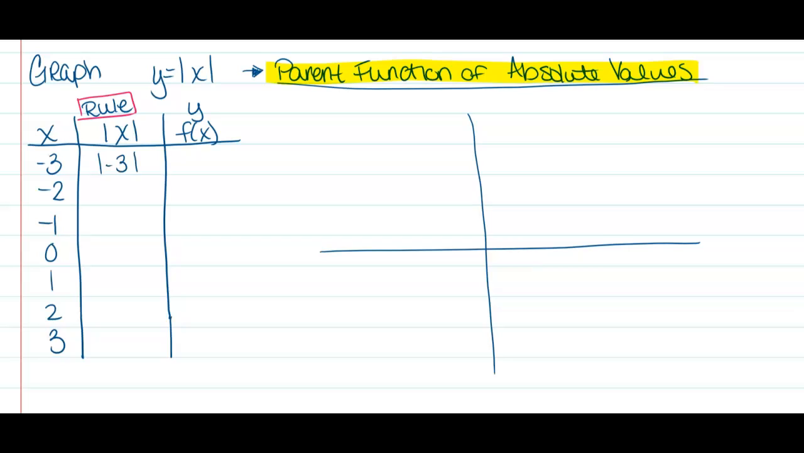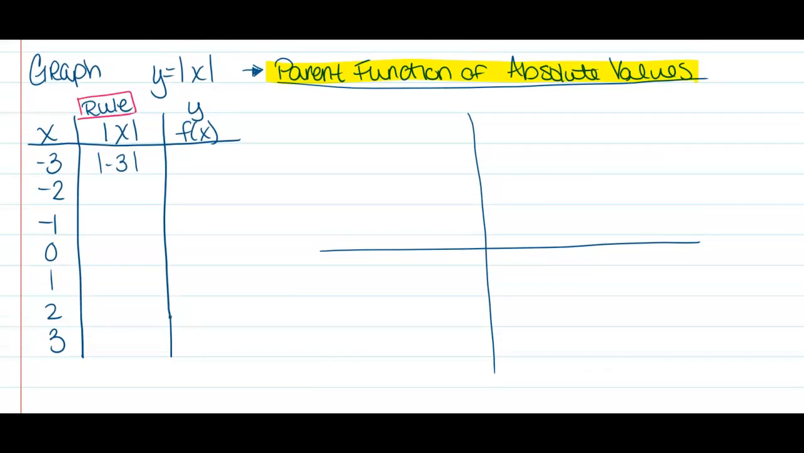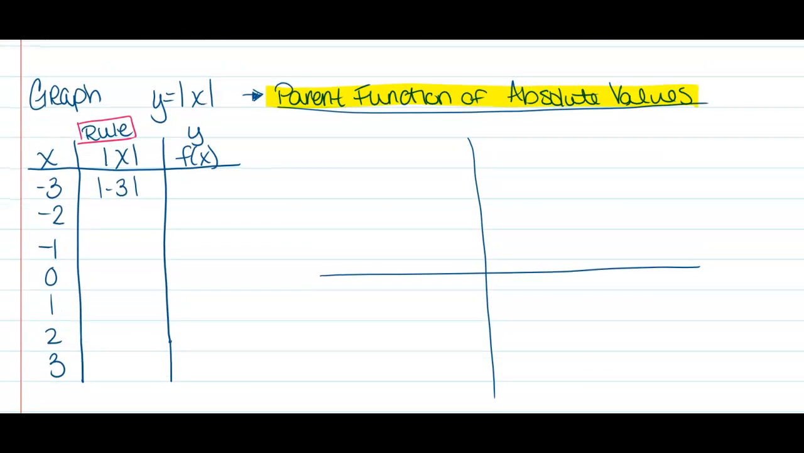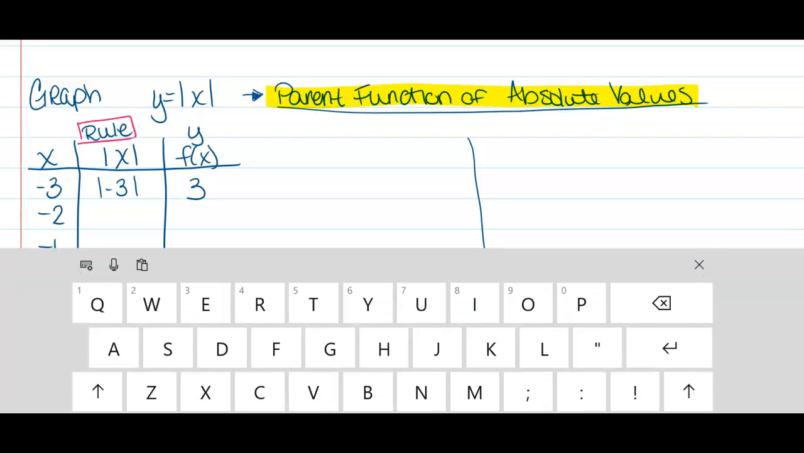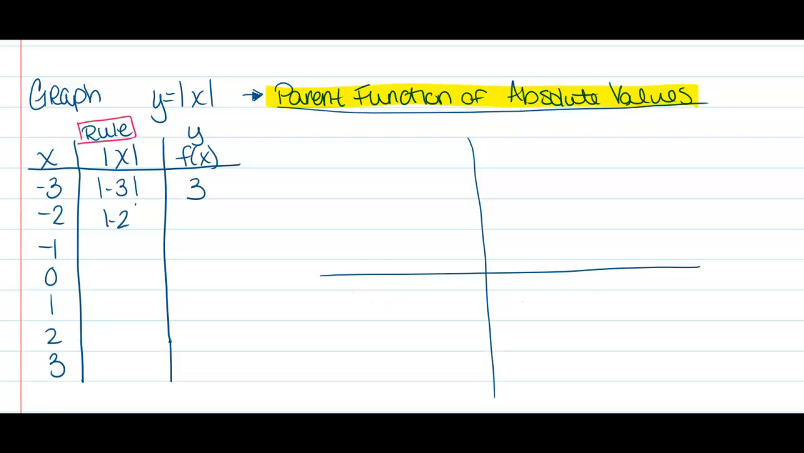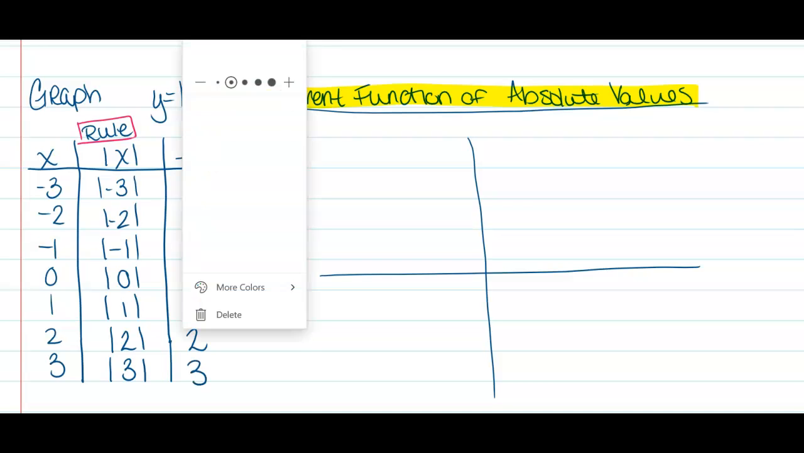So in this case, we've got the absolute value of -3, which is the distance of -3 from 0, and that gives us 3. Then the absolute value of -2 is 2. The absolute value of -1 is 1. The absolute value of 0 is 0. Absolute value of +1 is 1. Absolute value of +2 is 2. Absolute value of +3 is 3.